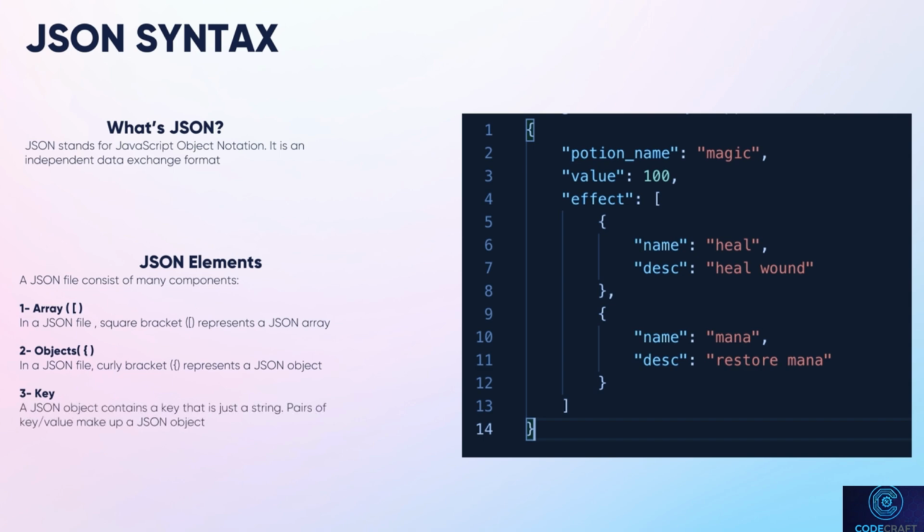The third element is the key. A JSON object contains a key that is just a string. Pairs of key value make up a JSON object. Each key is a string that represents the name of the data item, and the value can be of any JSON data type. Key value pairs are separated by colons. The value. Each key has a value that could be string, integer, or double, and any other data type in JSON. Let's deep dive into these elements.